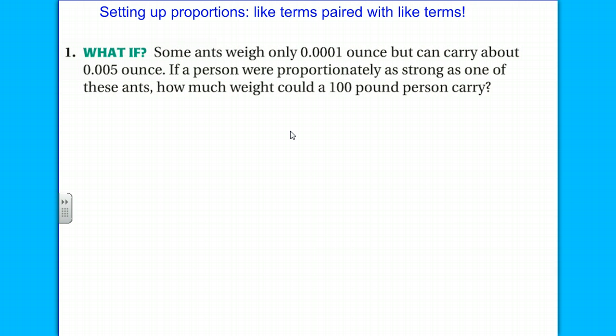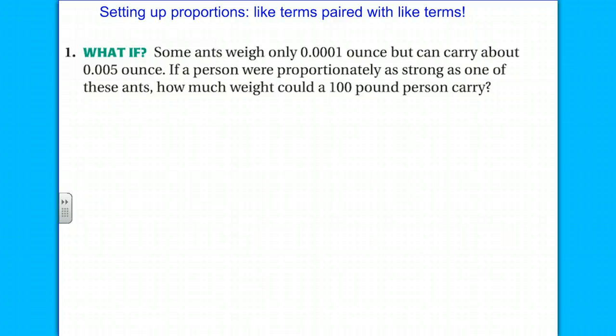You'll have to write the problem out in your notes or you won't know what we were setting up a proportion for. This says, what if some ants weigh only 1/10,000th of an ounce, but can carry about 5/1000ths of an ounce? If a person were proportionally as strong as one of these ants, how much weight could a 100-pound person carry? So pause the video, make sure you write that down, and then we'll look at all the ways you could set up this proportion.